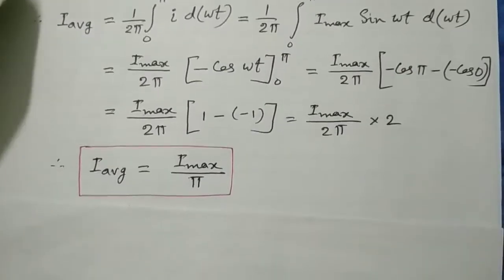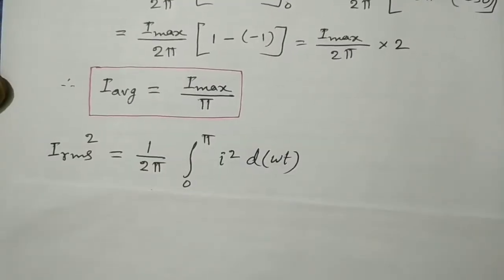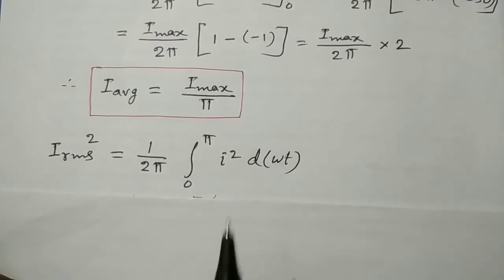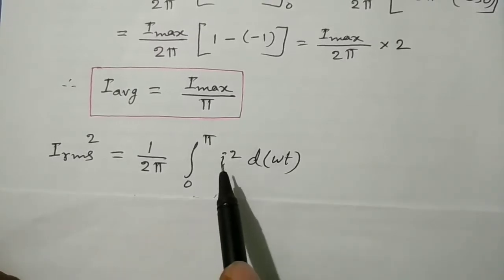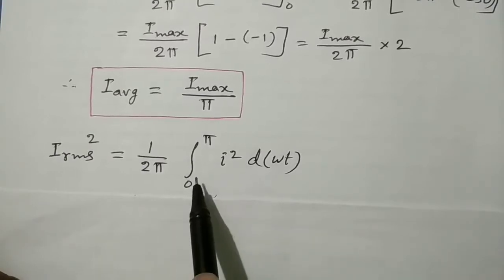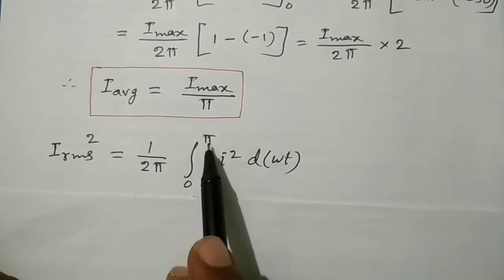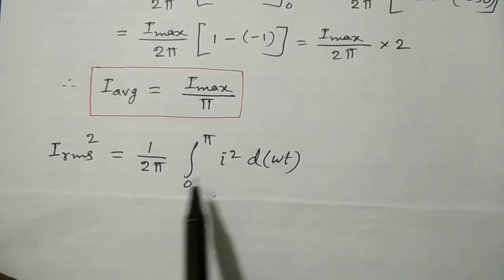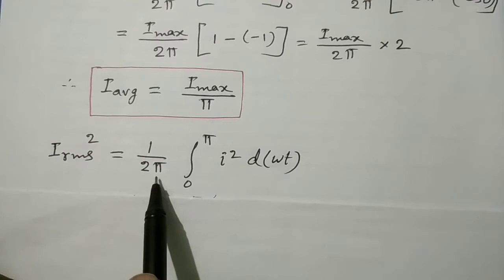Now the average RMS value. For the RMS value, the same process: we calculate the area of the half cycle, then we make it square. So we integrate between 0 to pi of I square with respect to d omega t, and then we will divide it by 2 pi.